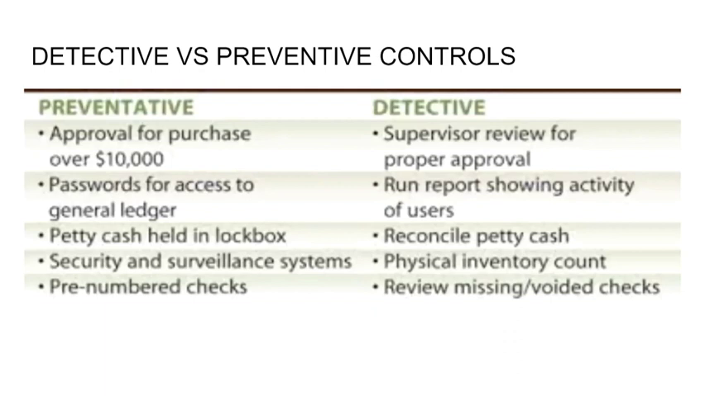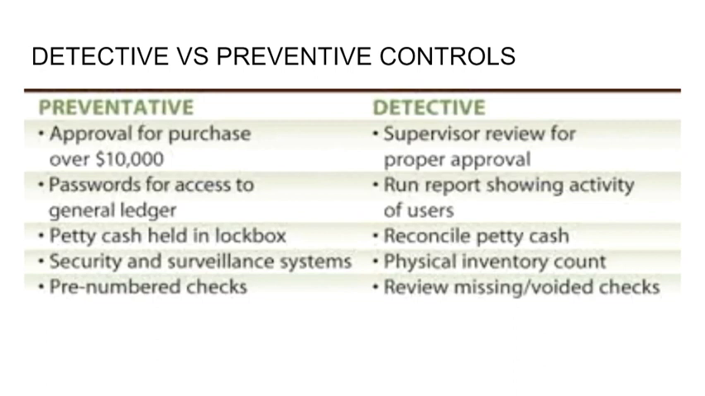Here is detective versus preventive control. Here are some examples of preventive and detective controls. Approval for purchase over $10,000. Password for access to general ledger. Petty cash held in lockbox. Security and surveillance system. Pre-numbered checks.